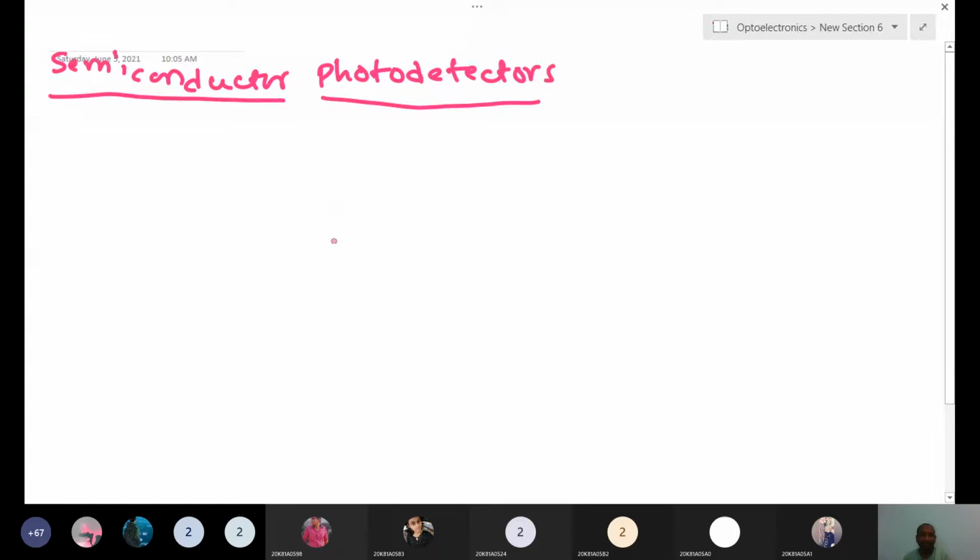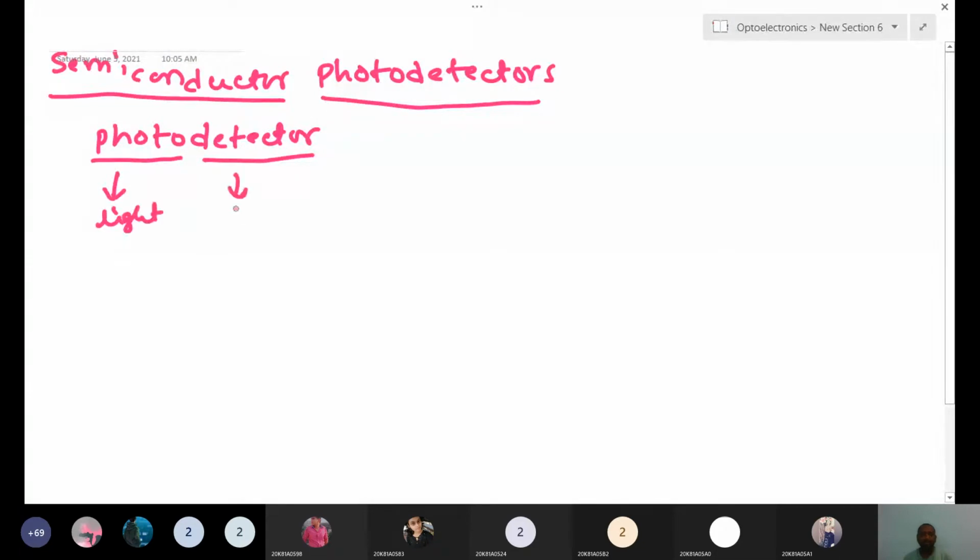Whenever you observe a name or any word, if you clearly observe it, you will get 50% of the answer in that word only. So photo and detector. Photo means light. You know that one. Detect means it will collect or catch something. It is a device that detects something.